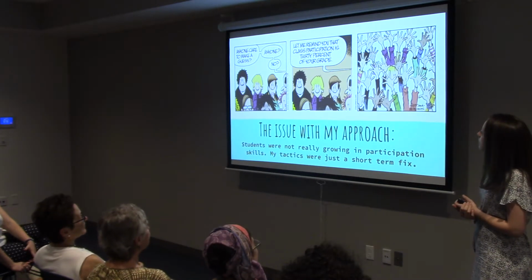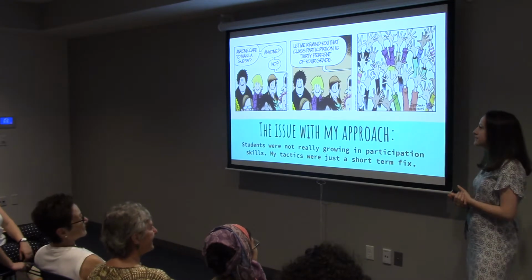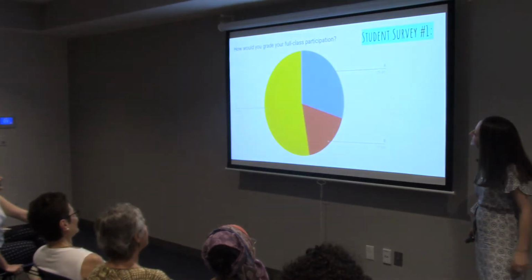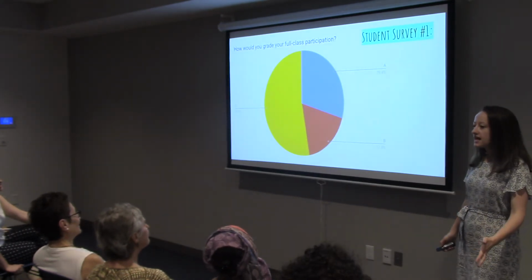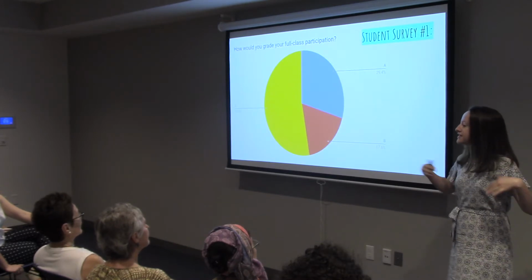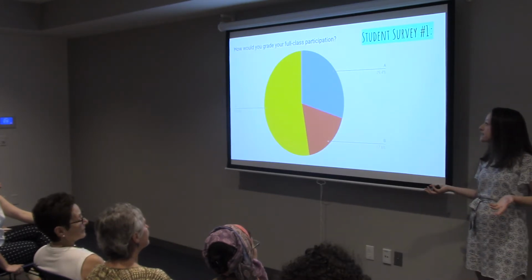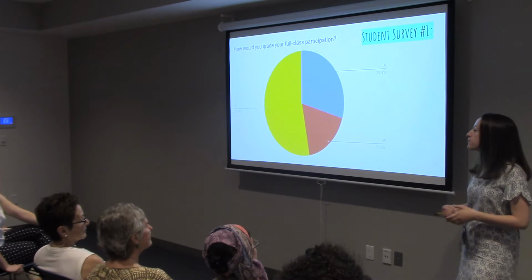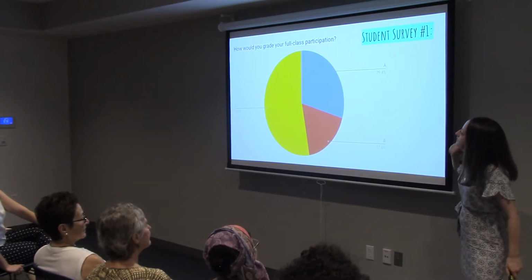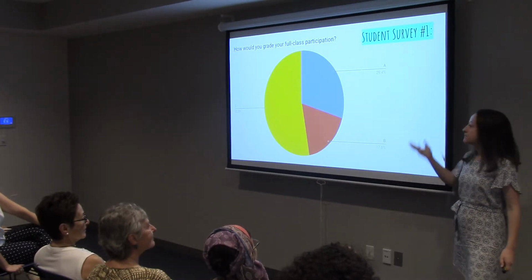So I have this little comic to illustrate how it was in my classroom all the time. So one day I decided this is just not going to work, and I just stopped in the middle of class and I gave my first survey that ended up being the beginning of my data collection for this project. I just asked them a few questions. One of them was, how would you grade yourself in full class participation?